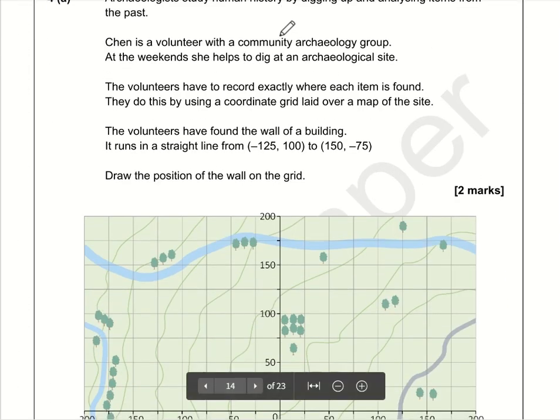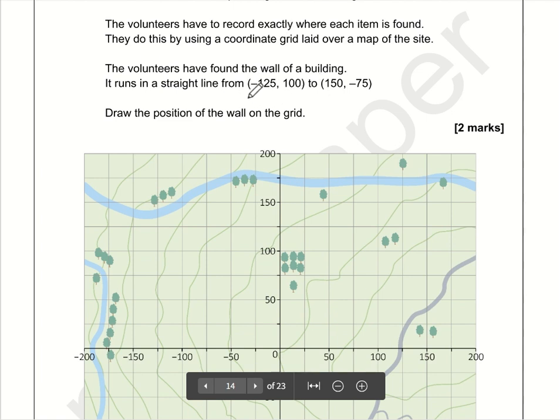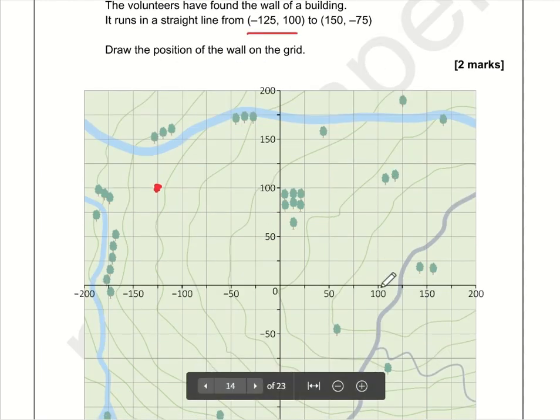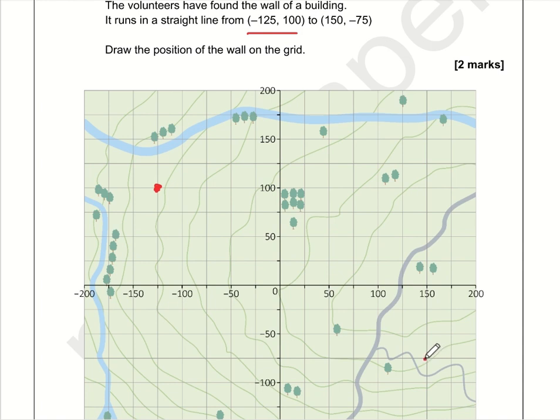Okay, so for this question what we need to do is plot negative 125, 100. Remember we go horizontally first, so to minus 125 and then up to 100, which is here. And 150, minus 75, so 150 across and down to minus 75, which is here. There we go. To turn this into a wall, we're just going to draw a line from one point to the other. So there is the wall.